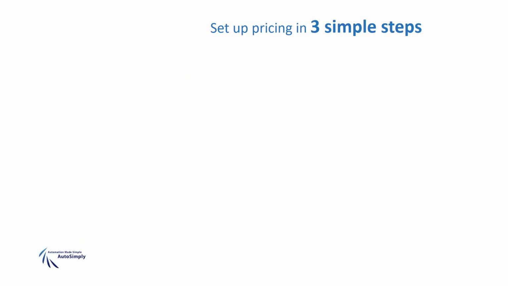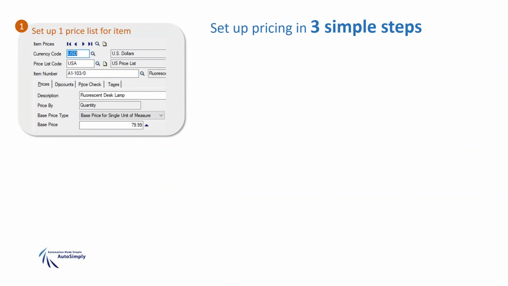Okay, so the setup is pretty easy. You only need to set it up in 3 simple steps. The first one is to set up, of course, the price list for an item. And as I mentioned earlier, with this product, you can just set up one price list for an item for a currency. And that would be the base price for the item.